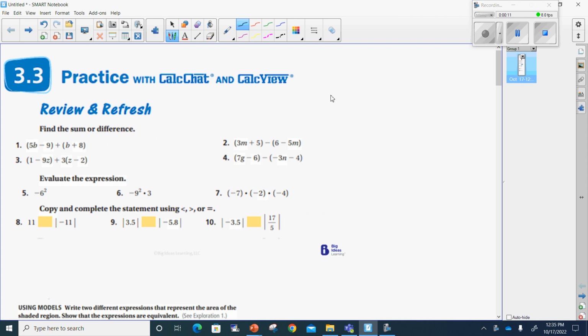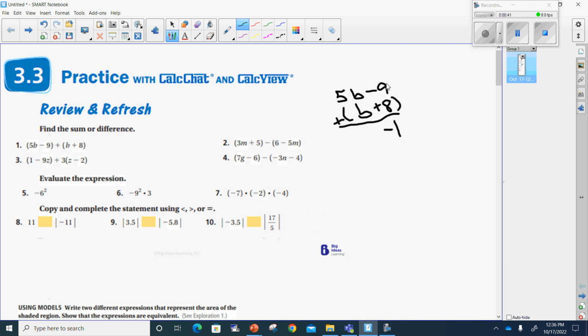I'm going to take 5b minus 9. I'm going to combine it, since I'm adding here, with the like terms. I'm just going to stack them, b plus 8. Well, this is going to give me negative 9 plus 8, which is negative 1.